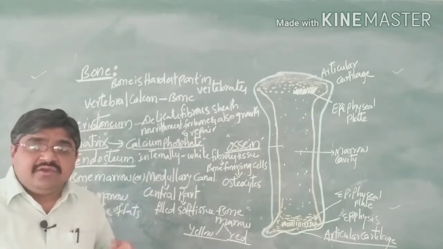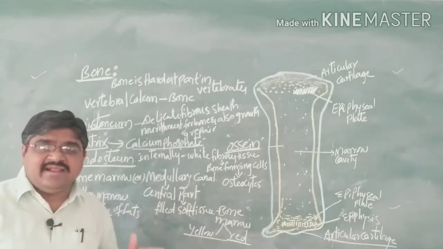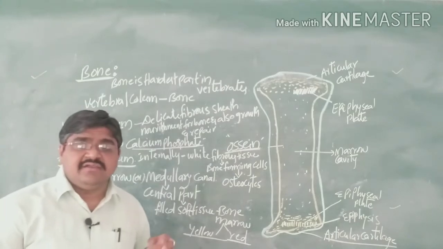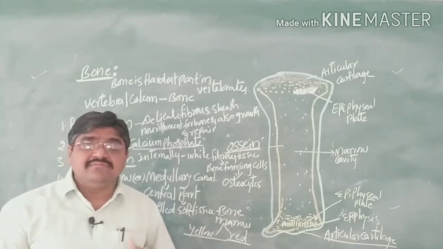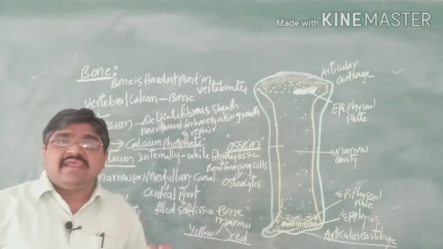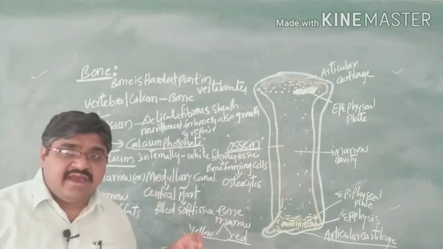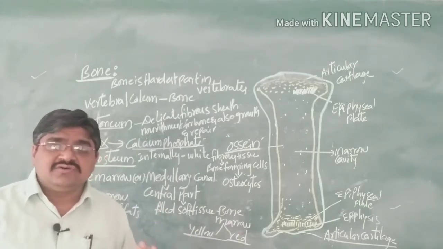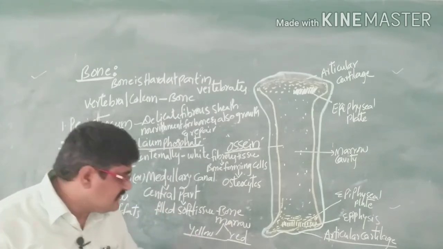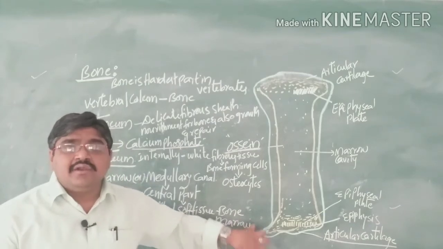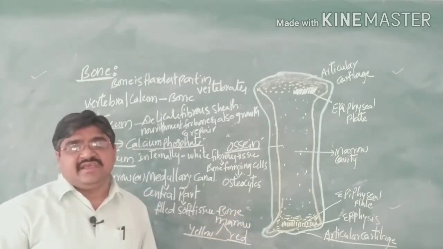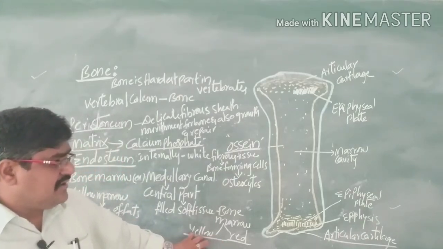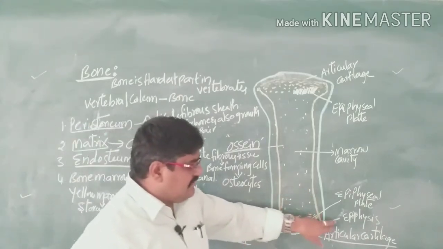In adults, red bone marrow is present, and as age increases it becomes yellow bone marrow, which helps in the storage of fat. But in adults, about half of the marrow is still red bone marrow. And also in these regions, it consists of an apophysis.